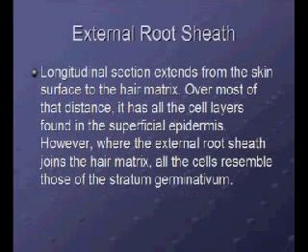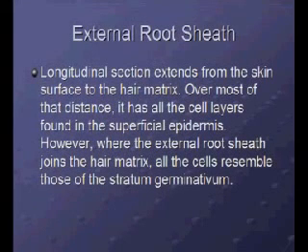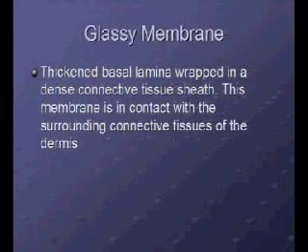The external root sheath, in longitudinal sections, extends from the skin surface to the hair matrix. Over most of the distance, it has all the cell layers found in the superficial epidermis. However, where the external root sheath joins the hair matrix, all the cells resemble those of the stratum germinativum. The glassy membrane is basically a thickened basal lamina wrapped in a dense connective tissue sheet. This membrane is in contact with the surrounding connective tissue of the dermis.